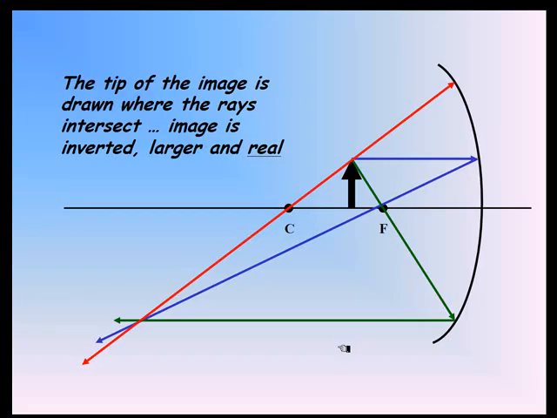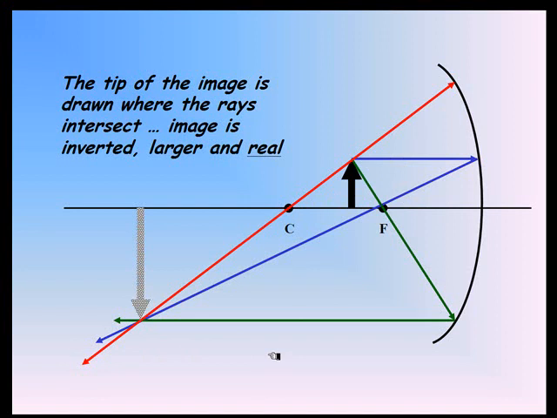Let's just draw those. And the first ray, of course, the blue, through the focal point, the second ray through the focal point and then reflecting parallel, and the third ray through the center of curvature. Notice they all reflect and can be joined at that final point. And of course, that's where the tip of the image will be.